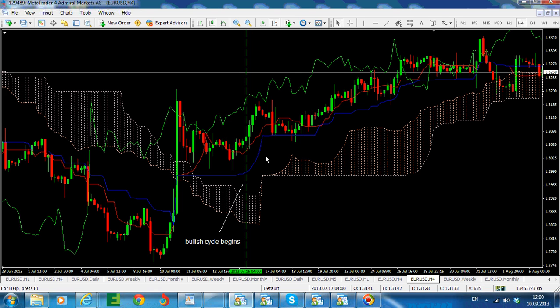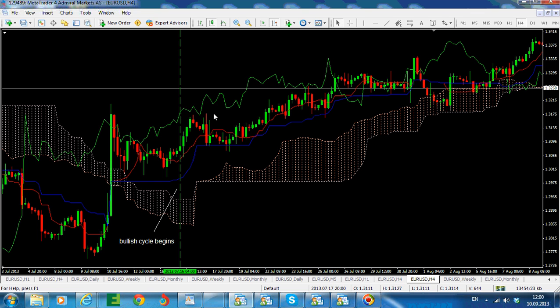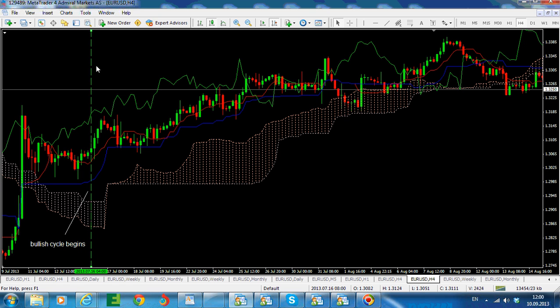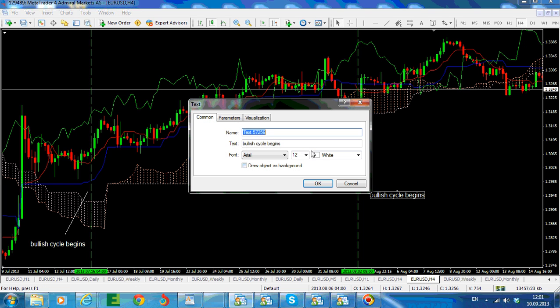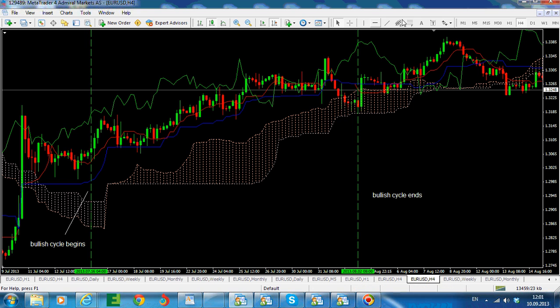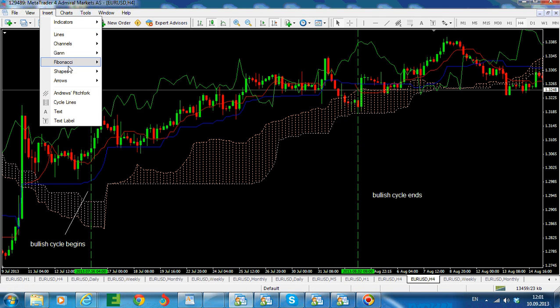And bullish conditions hold as long as the prerogatives for the bullish cycle hold. So basically this bullish cycle goes all the way to here, and by the time the Kijun and Tenkan lines are crossing again, we have another bullish cycle that begins, and this is where the bullish cycle ends.